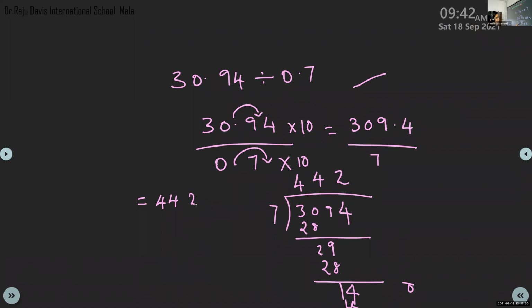So what is the number of decimal places here? 1. So the final answer also will carry 1 decimal place. 44.2 is the answer.